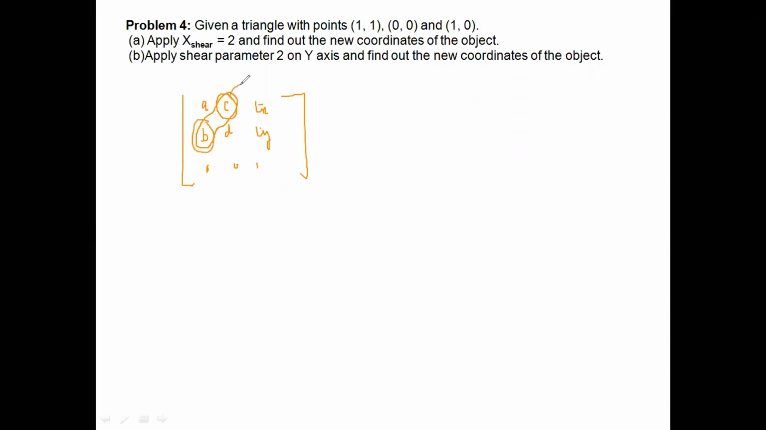So if I put certain values in this parameter, then you will shear the object in x direction. Okay, if I put a certain value in the b parameter, then you will shear the object in y direction. So that is x shearing and the y shearing. If you make, for example, b a little bit italic in this manner, so it is sheared.